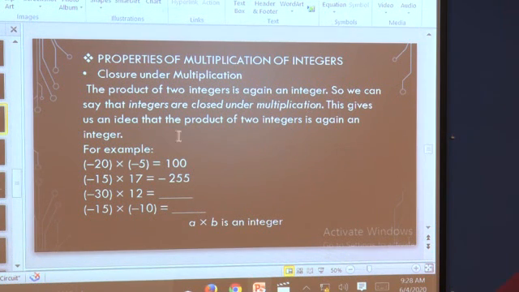This gives us an idea that the product of two integers is again an integer. For example, minus 20 means we are multiplying a negative integer by another negative integer. What will be the product? Yes, 20 times 5 is 100, but it is an even number of times, it is only 2 times we are multiplying negative integers. So, it is always plus.